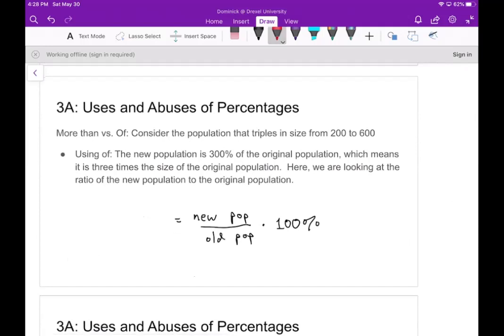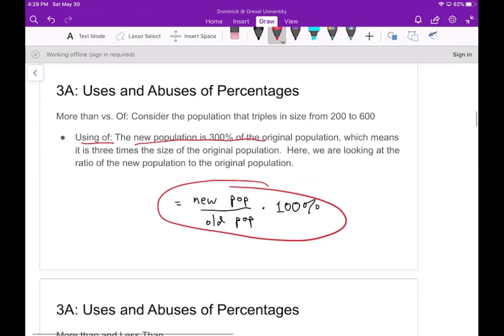Now, when we say "of," we're saying that the new population is 300% of the original population. So you could say that it's 3 times the size of the original population. So to find this, you're looking at the ratio of the new population to the old population: new population over old population times 100%. In this case, that's 600 over 200 times 100%, which would be 3 times 100%, so 300%. That's what we mean by that.